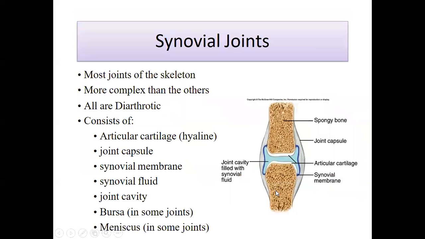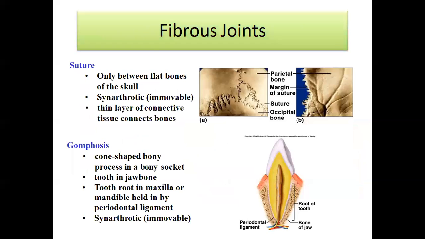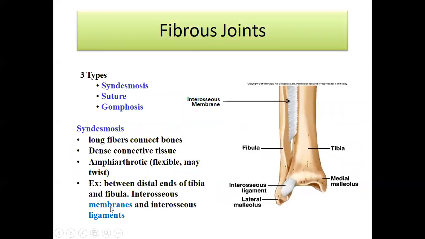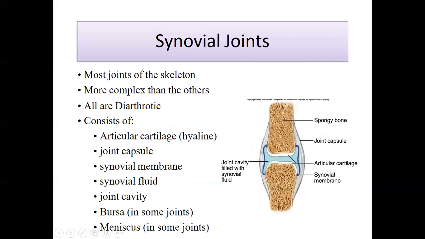So now the third type of structural classification. We already talked about the fibrous joints. We just finished talking about the cartilaginous joints. And now we'll talk about the synovial joints. The synovial joints are the most complex. They are the most freely movable. And let's get into it.